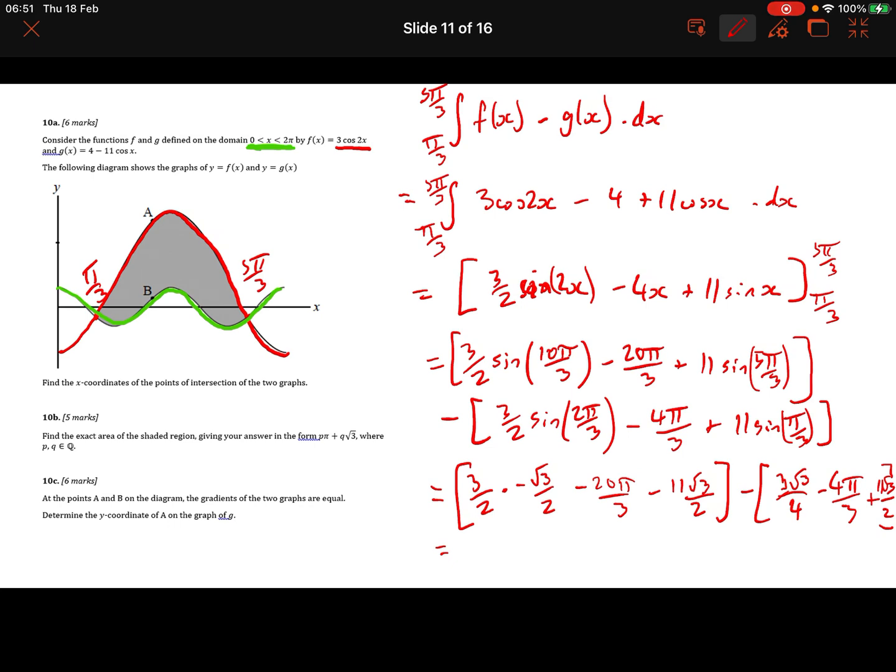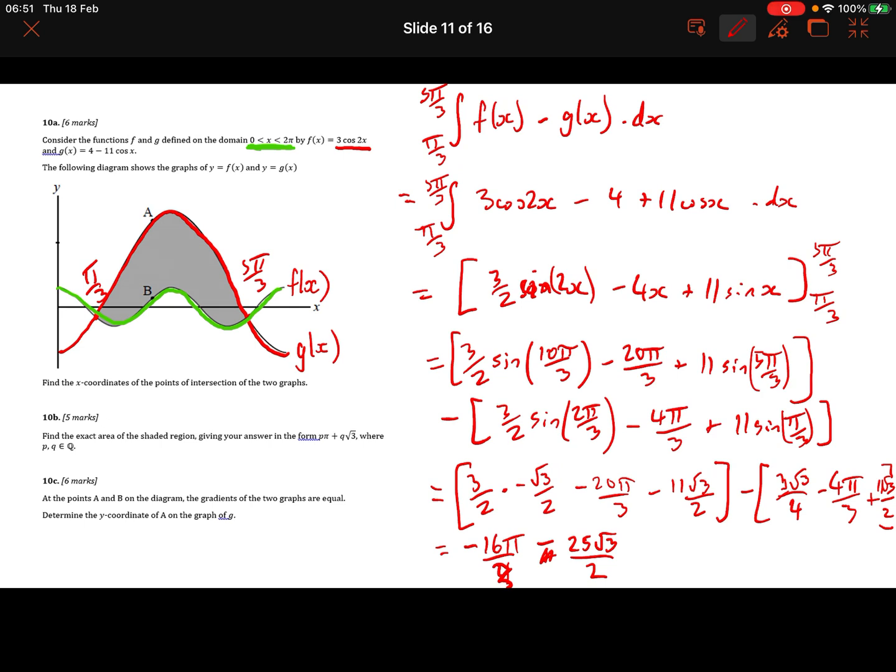Okay, so let's simplify all that. I don't want to muck around with it, but I think basically what you'll end up with is minus 16 pi over 3 minus 25 root 3 over 2, if we allow you to do all the gubbins there. But notice that you basically got a negative answer, and the reason is because this must have been f of x and this one must have been g of x. So basically I did it the wrong way around.